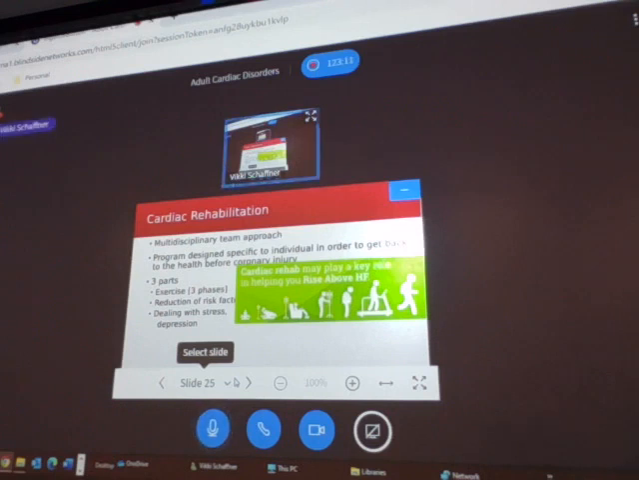Modifiable, exactly. And then dealing with the stress and depression. So we're going to go quickly through this because I know you're ready for that. Okay, so first of all, phase 1 of the rehabilitation process starts in the hospital.